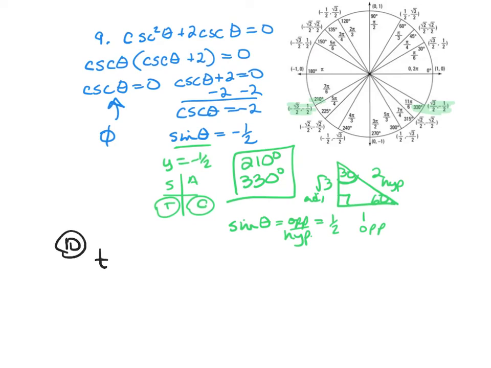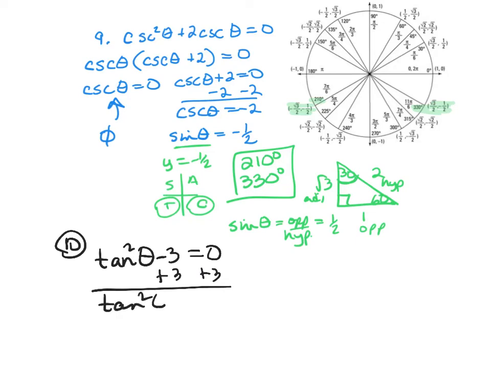Number 10 has tangent squared theta - 3 equals 0. Add 3. Tangent squared theta equals 3. I need to square root both sides. So tangent of theta is equal to plus and minus root 3. So once I figure out my reference angle, it's actually going to be 4 answers because of the plus minus. Don't forget, when you square root something, you need to put both the plus minus.